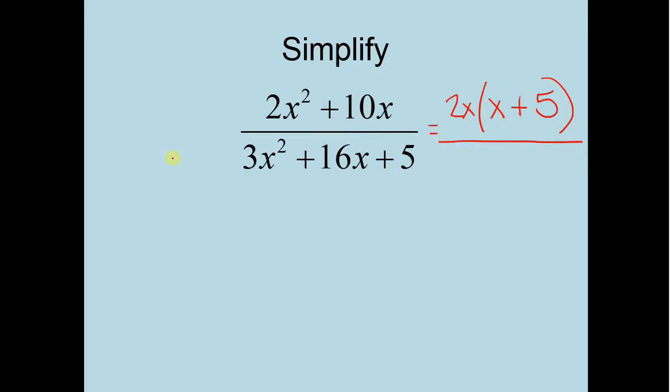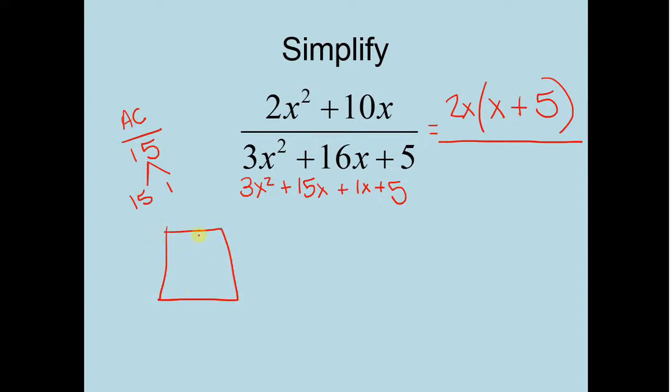I need the AC method. So AC of 3 times 5, that's 15. What two numbers added together give you 16, but multiply together to give you 15? 15 and 1 I think will work. So change the bottom here to that. Box this. Oh, that wasn't a very good box, but nevertheless, it's a box. 15x, 1x, and 15. I got 3x going this way, x going that way.